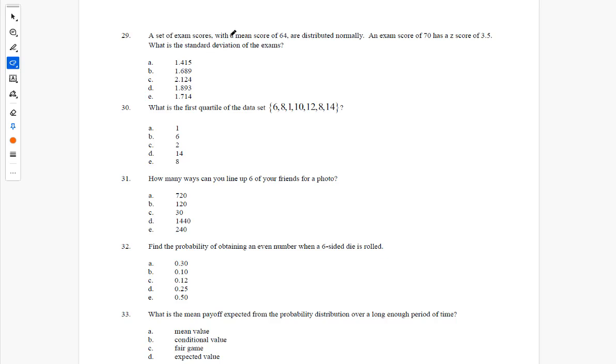Okay, number 29. A set of exam scores with a mean score of 67 are distributed normally. So normal means it's on this bell curve, where the middle is the mean. An exam score of 70 has a z-score of 3.5. This is an important thing to note: the z-score is the number of standard deviations. So 3.5 times the standard deviation gets you up to 70, which is 6 points.